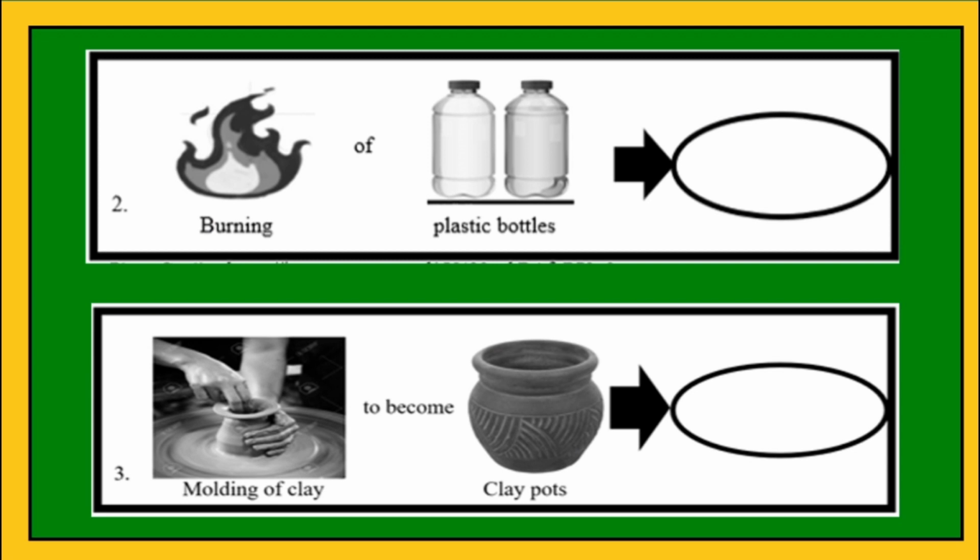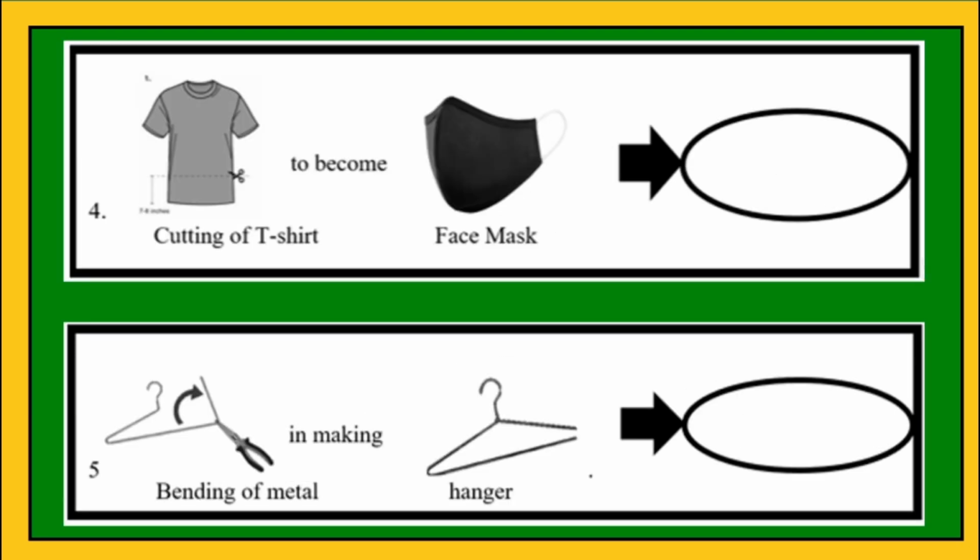Number 2. Burning of plastic bottles, which produces smoke. That is bad to our environment. So that is harmful. For number 3, molding of clay to become clay pots. That is one of the examples that we had a while ago. So that is useful.